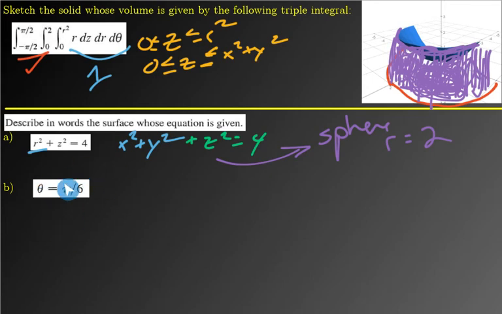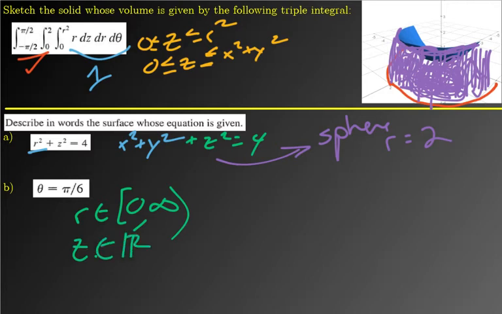This next one is kind of weird because there are no restrictions on r. So r is allowed to be from 0 out to infinity, and z is basically any real number at all. You can just let it be anything. There's no restriction on that. You just have an angle restriction.